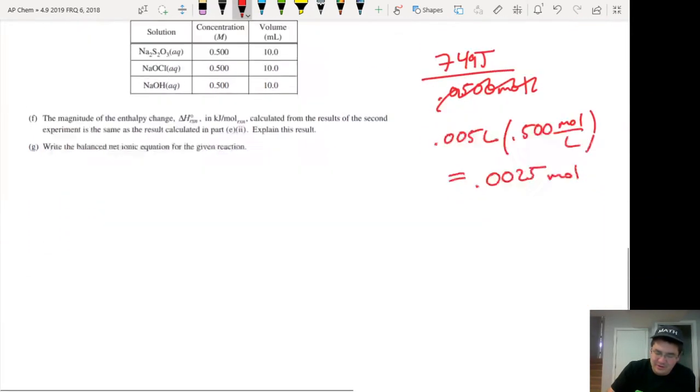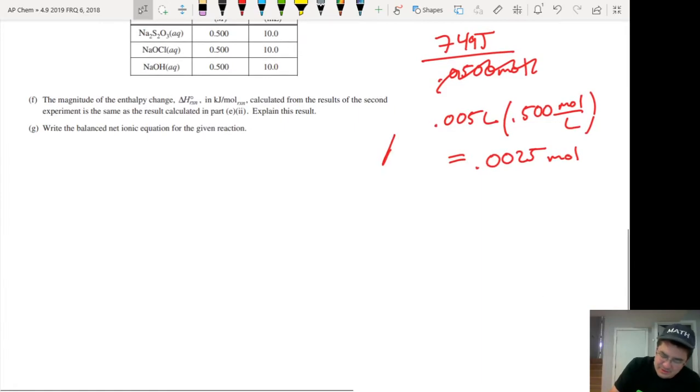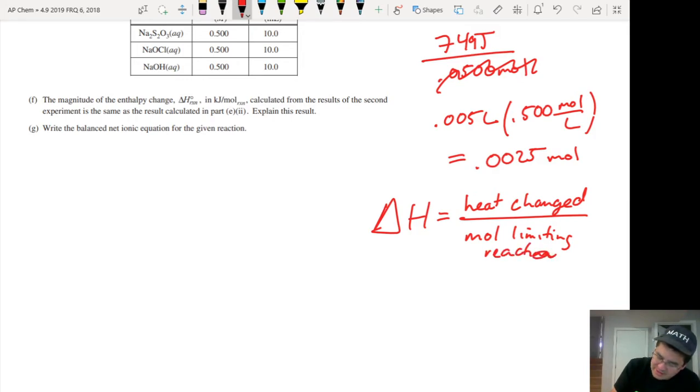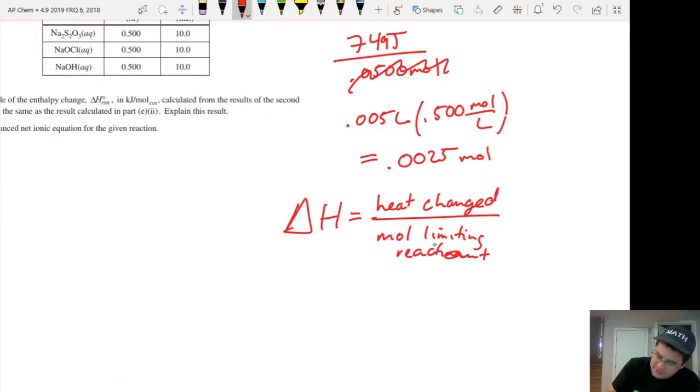Okay, so here's just by default delta H. Oh geez, I can't keep scrolling. Delta H is always equal to the heat released or absorbed. I'll say heat change. So that would be the joules we got in the last equation, divided by the moles of the limiting reactant. But you also have to account for this 1 over the stoichiometric coefficient.